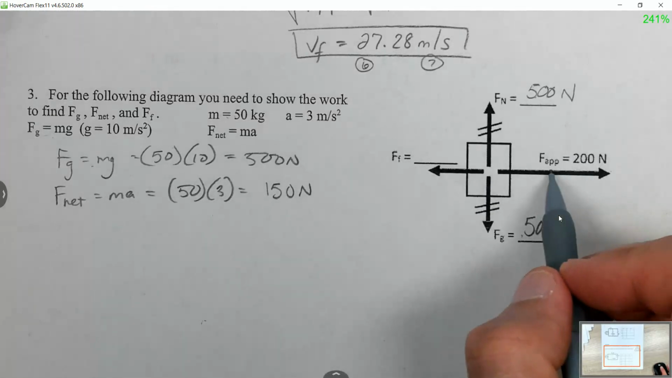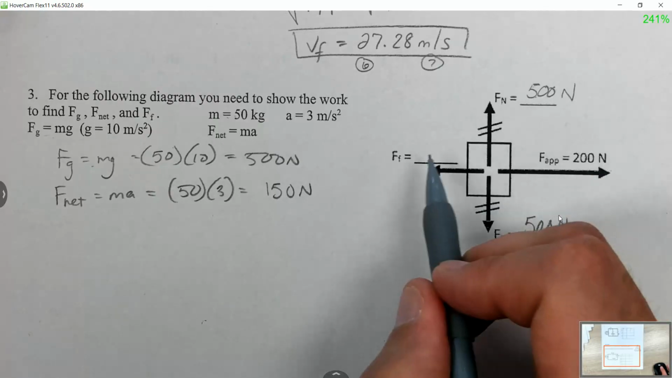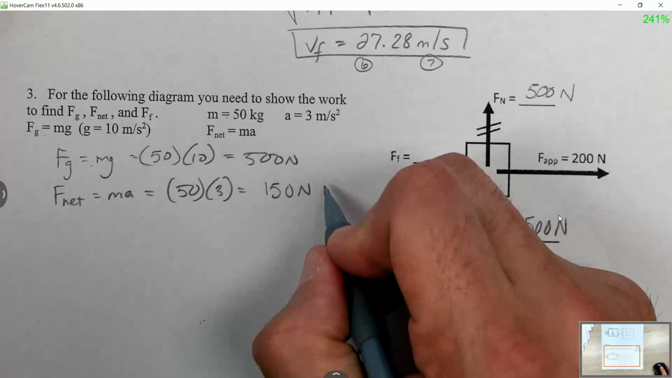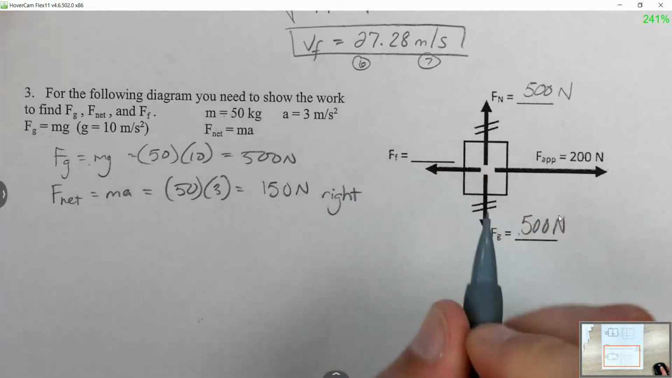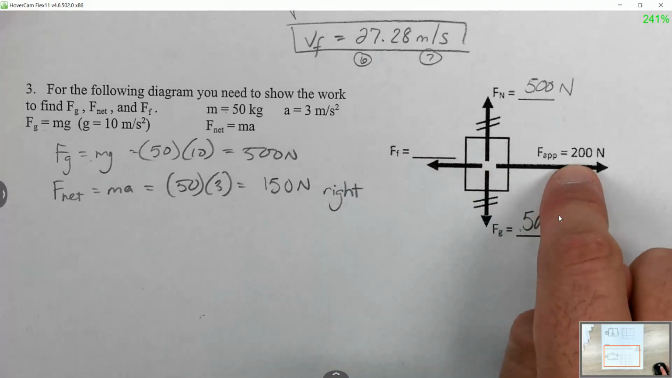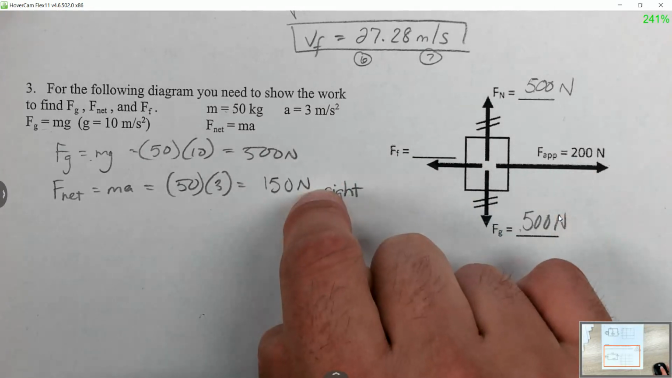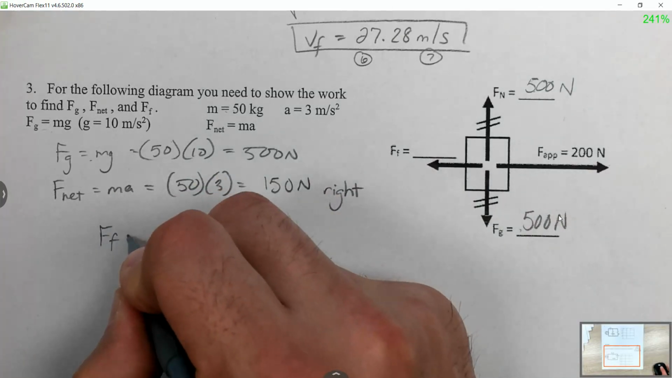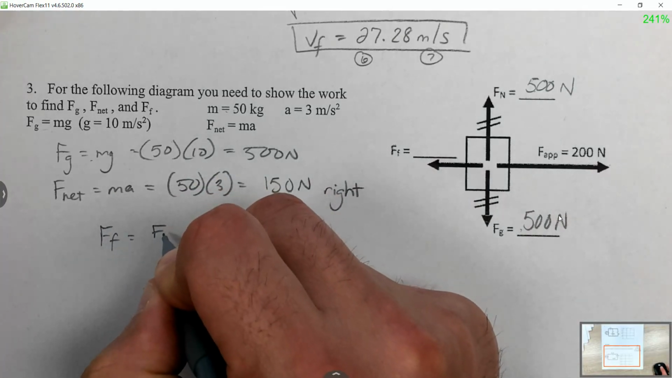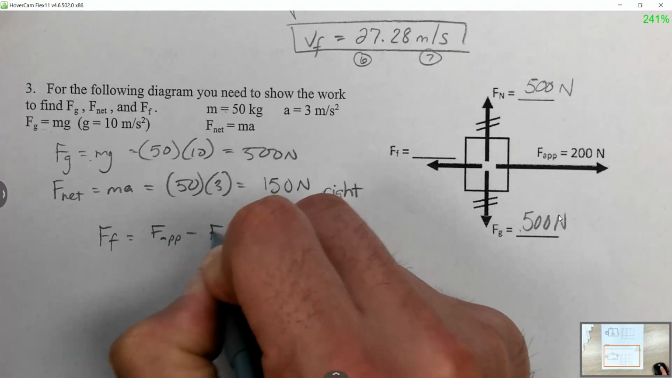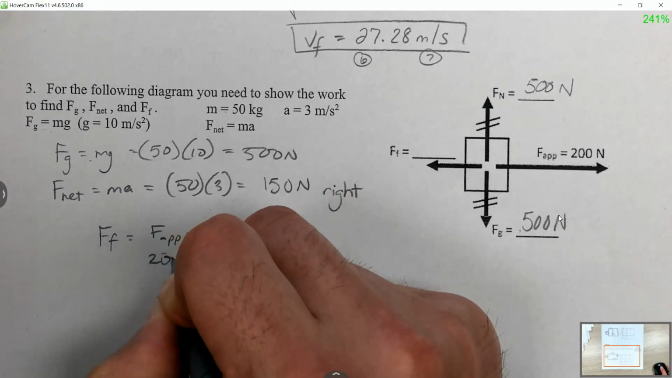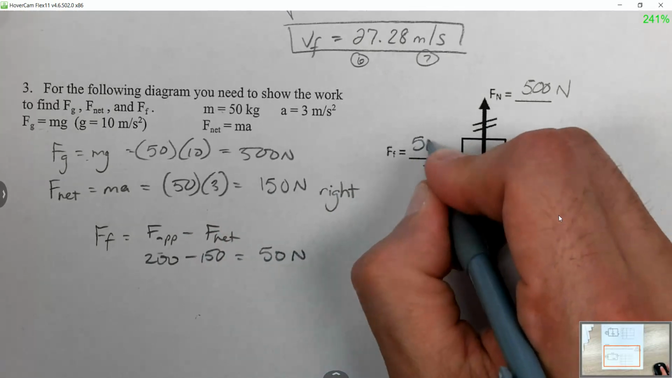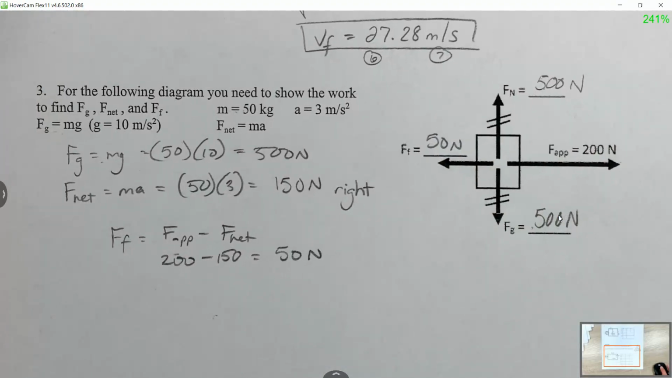Right? As you can tell, the applied force vector is larger than this force. So the net force has to be 150 newtons to the right, which means that the right side force is 150 greater than this. So how do we find this? Subtract. The friction force would be your applied force minus the net force. So 200 minus 150, and we are going to get 50 newtons here.